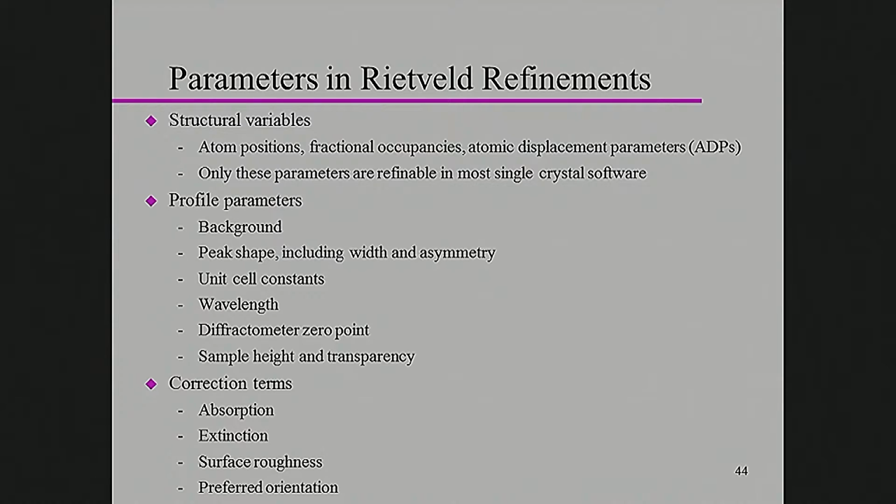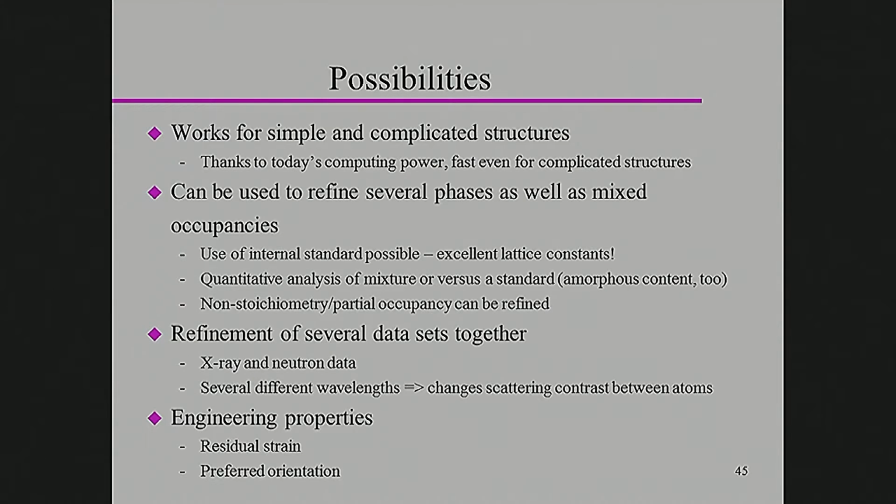What are some of the parameters? Here's a list. And I certainly encourage you to go back to it if you ever deal with data. Okay? Structural variables are the only ones that we would vary in a single crystal structure solution experiment. What are the atoms, fractional occupancies, displacement parameters? We need to take care of background, peak shape, unit cell constants, wavelength, if we don't know it exactly, zero points, sample height, transparency. We could have to correct our data for absorption, extinction, roughness, preferred orientation. So there's a lot more to do than in a single crystal experiment.